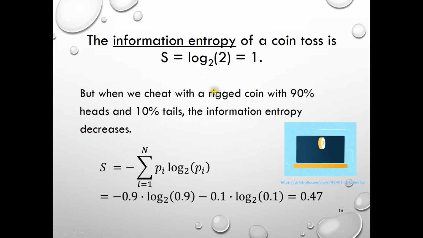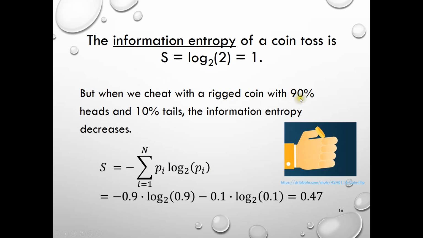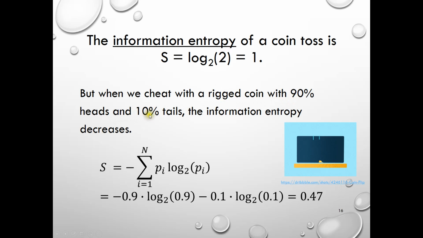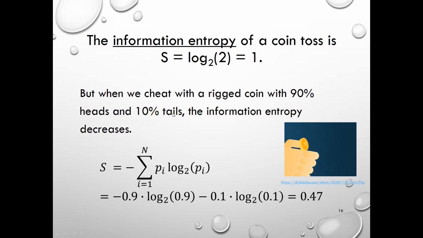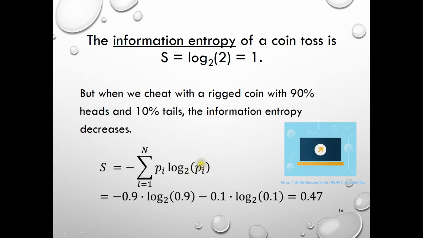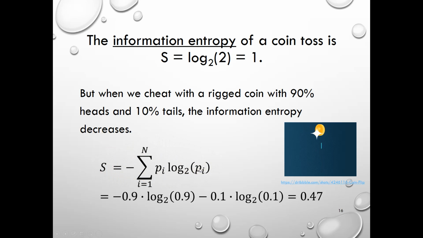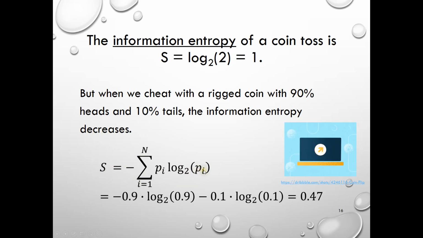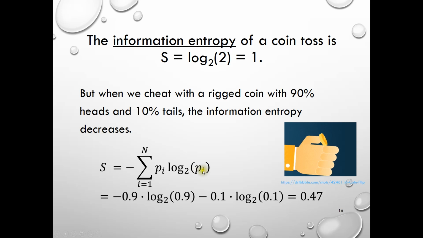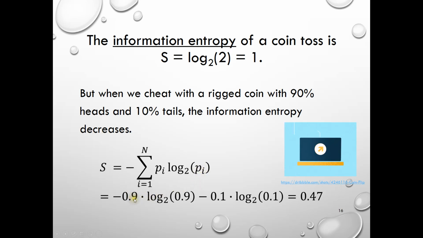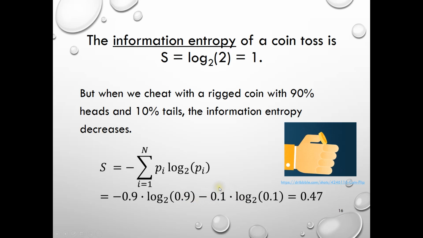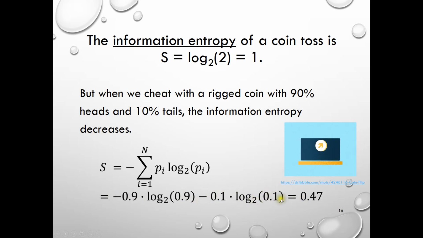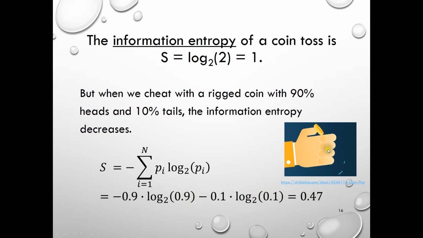Now here's an example. When we flip a rigged coin with 90% chance of getting heads and 10% chance of getting tails, we can calculate the entropy using this more general equation. So this P stands for probability. And we have P sub 1 and P sub 2, 90% and 10%. We plug in the numbers, 90% here, 90% here, 10% here, 10% here. We do the math, we get 0.47. So for this rigged coin, the entropy is 0.47.